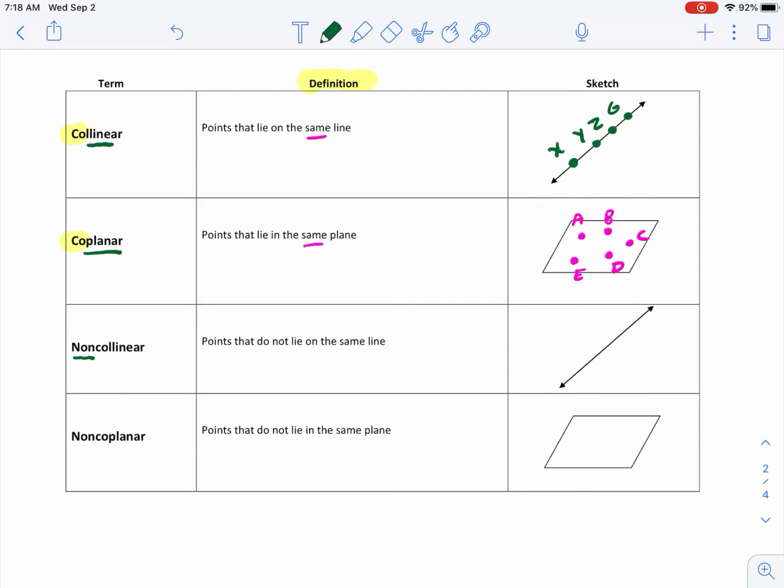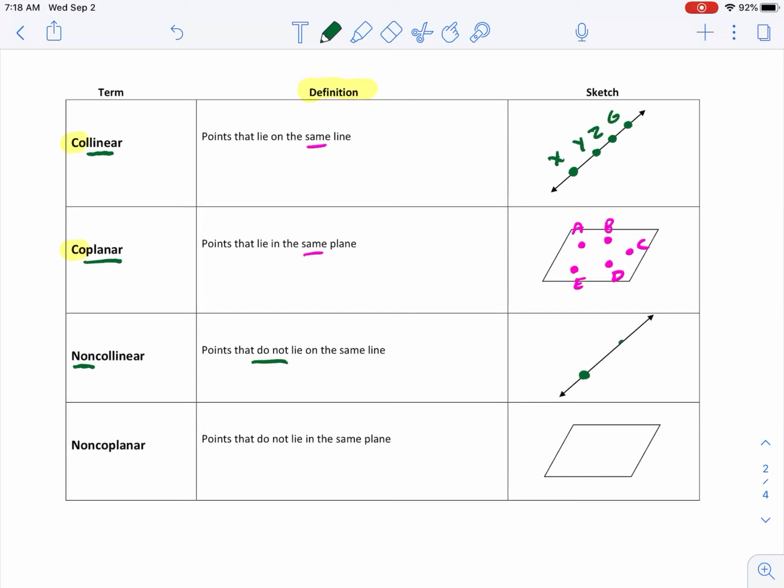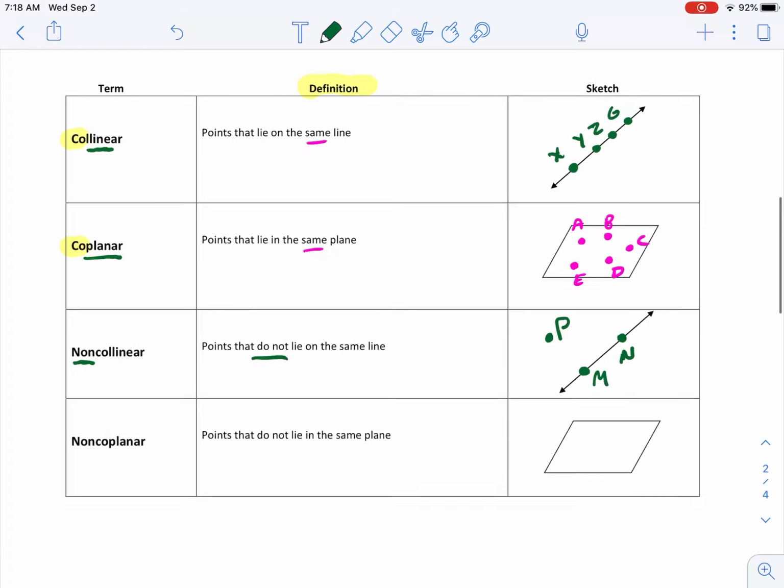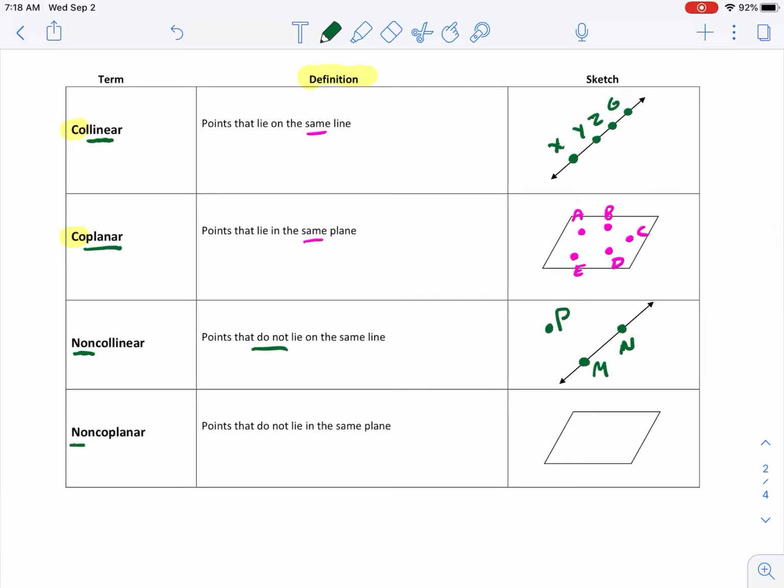Non-collinear. The big thing here is being non. They do not lie on the same line. So for a line, I at least need 2 points. Let's call those M and N. But point P, if it was out here off to the side, would be non-collinear. All 3 of those points are non-collinear because they're not on the same line.